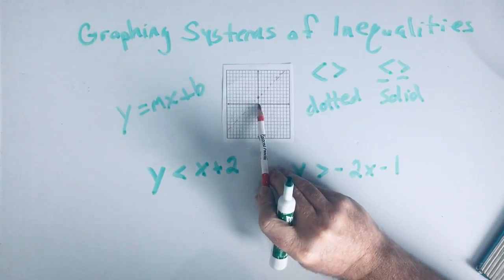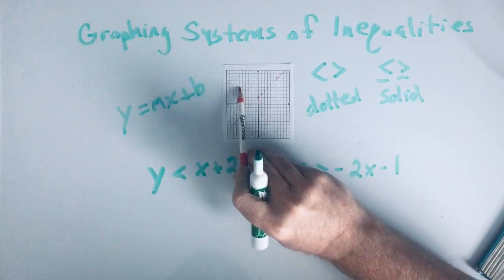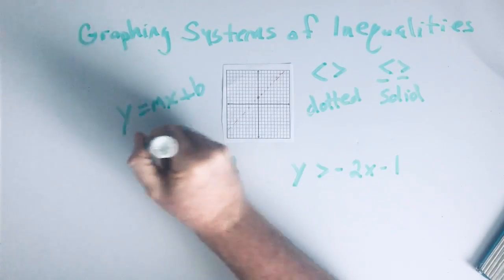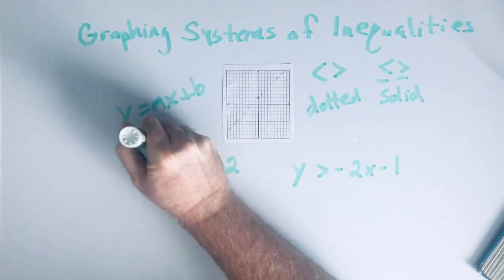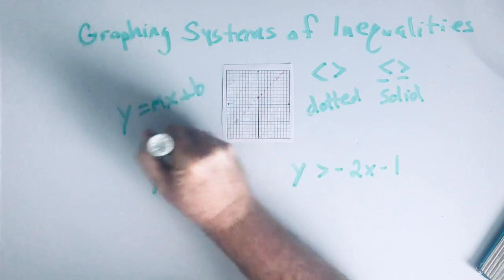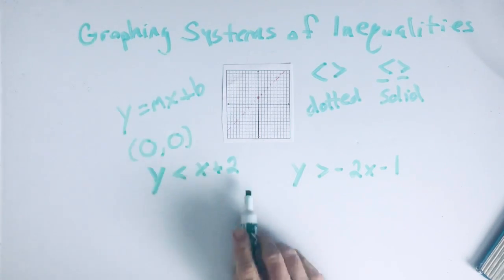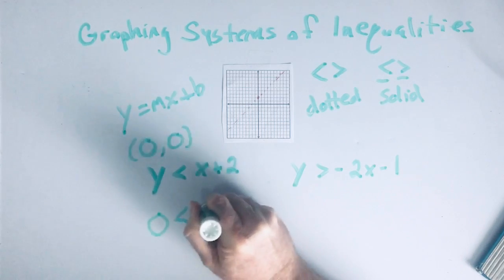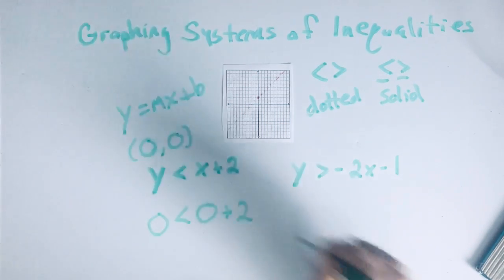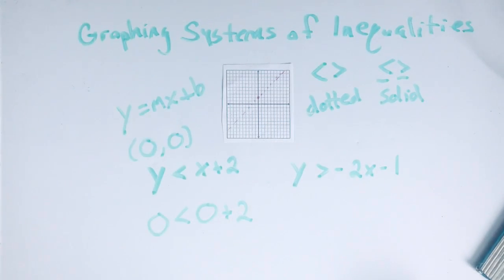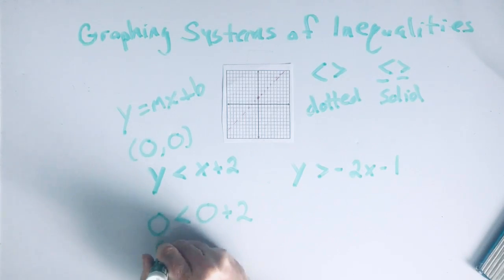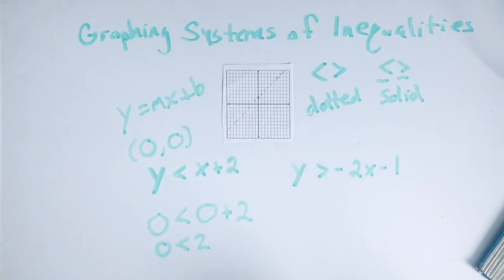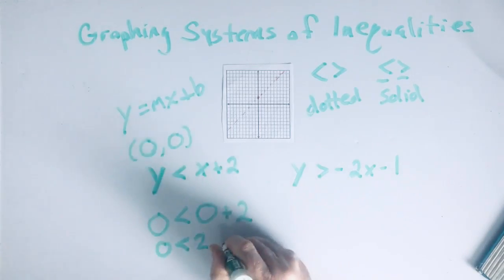If I plug in 0, 0 and it doesn't work, I shade where 0, 0 does not exist. So for this one, I will plug in 0, 0 as my point to check, to see if it works. So I have 0 is less than 0 plus 2. Well, 0 is less than 2. That's true. So yes, this is true.